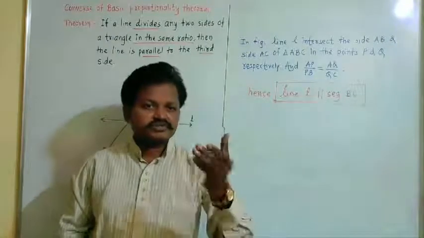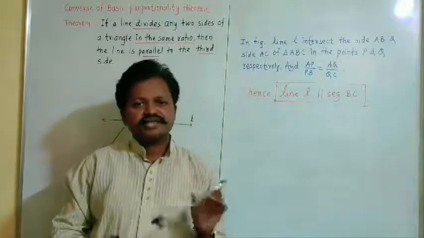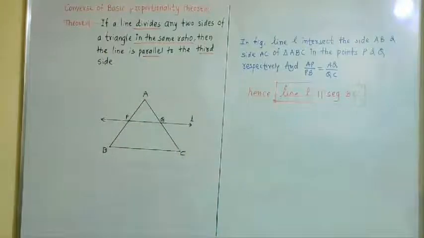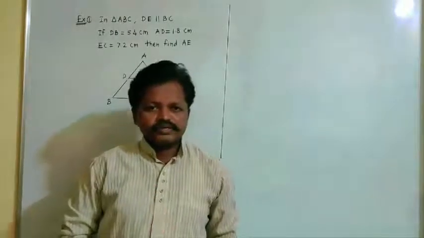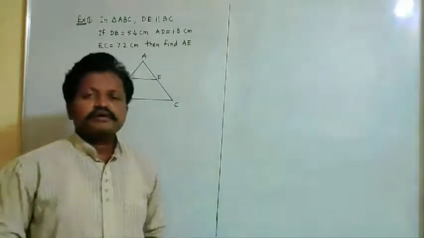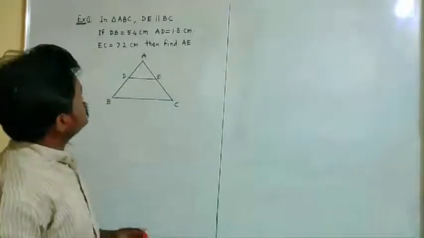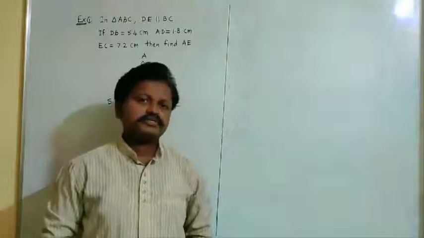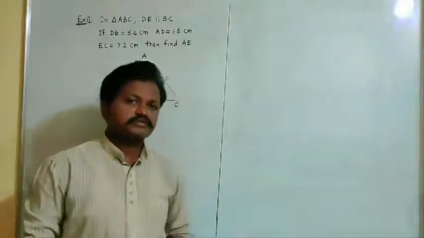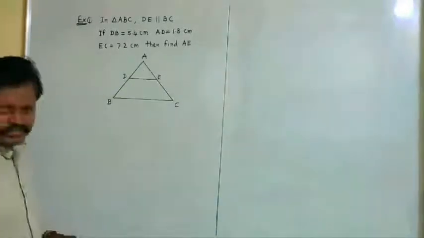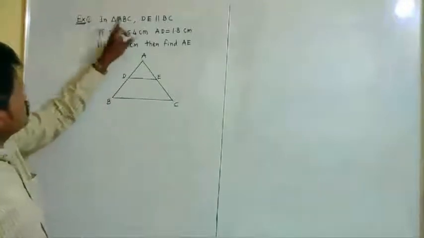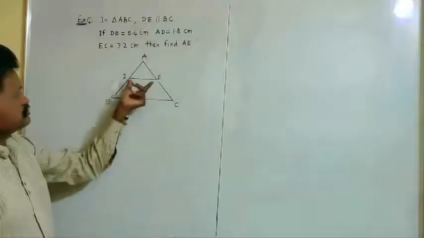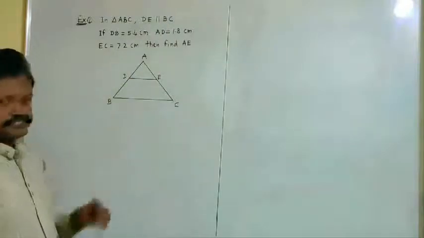So I hope you understand this. Now you write this theorem in short. Now we solve some examples based on the basic proportionality theorem and its converse. So we solve your first example. What is the first example? Look here, in triangle ABC, DE is parallel to BC.